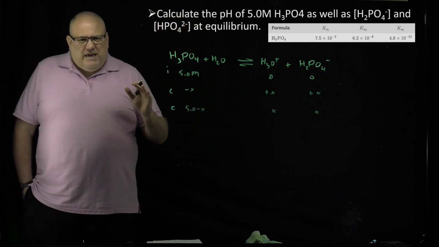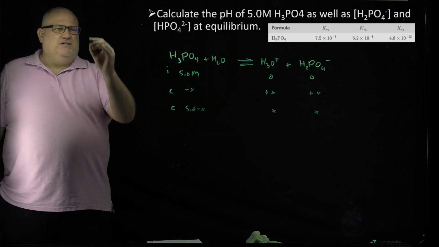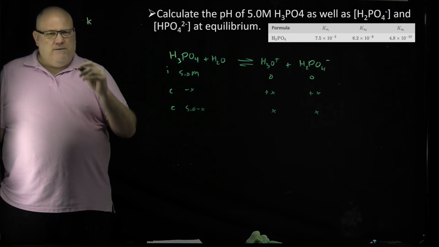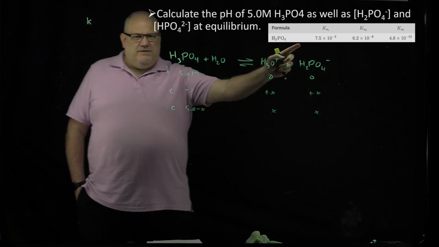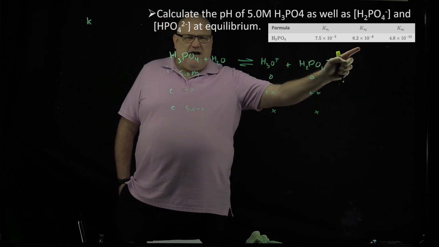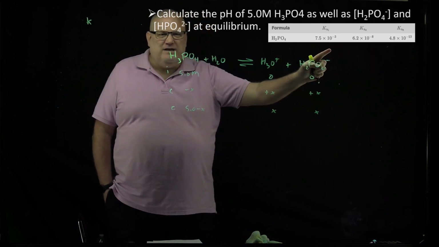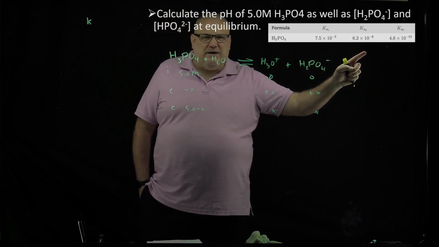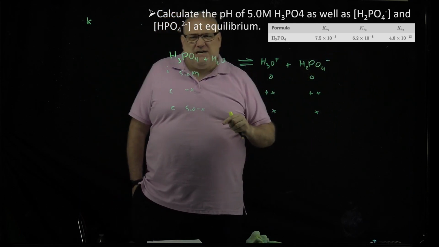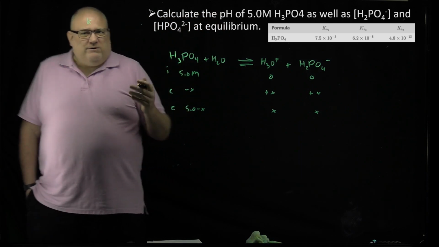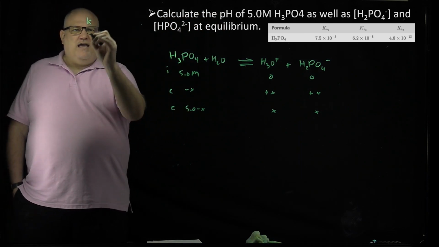Now, as always, we've got to write our equilibrium expression. So we're going to write this Ka. I don't know if you can see here, but there are 3 separate hydrogens and 3 separate Ks. Do you see how it goes from 10 to the negative 3 to 10 to the negative 8, I believe, and then 10 to the negative 13? So we're going to use the first K, and we're just going to call it, ironically, Ka1.